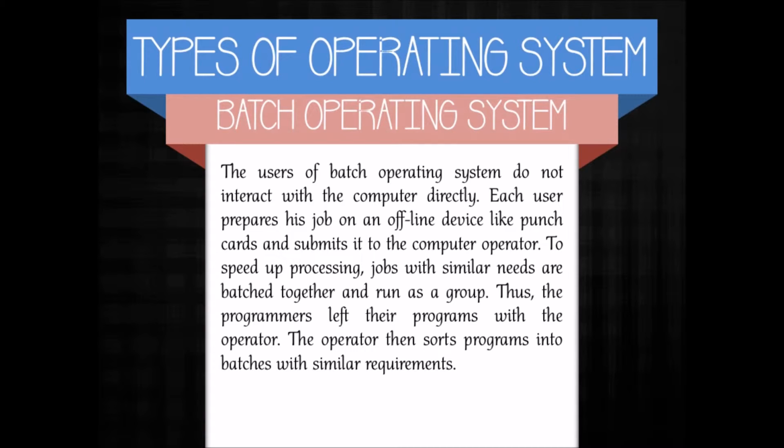Batch operating system. The users of a batch operating system do not interact with the computer directly. Each user prepares his job on an offline device like punch cards and submits it to the computer operator. To speed up processing, jobs with similar needs are batched together and run as a group. Thus, the programmers left their programs with the operator. The operator then sorts programs into batches with similar requirements.